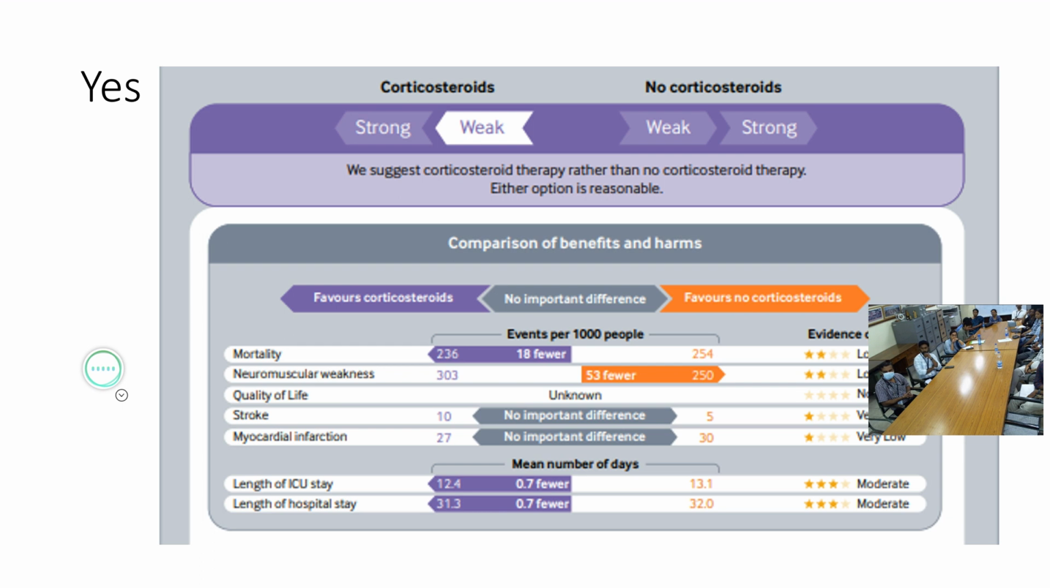What about weakness? So 53 per 1,000 people had less weakness in the group that did not receive steroids. Or you can say that if you don't give steroids, you can avoid some weakness. Or in other words, steroids will cause some weakness. It's a harmful outcome. So it is less in the people who don't have steroids. Length of ICU stay and hospital stay was shorter by 0.7 days. So 1 day less hospital stay.